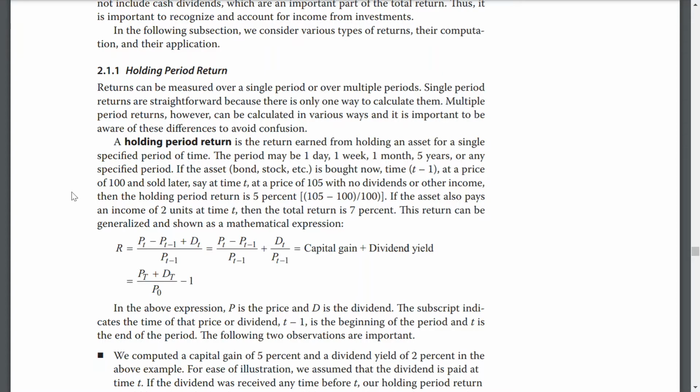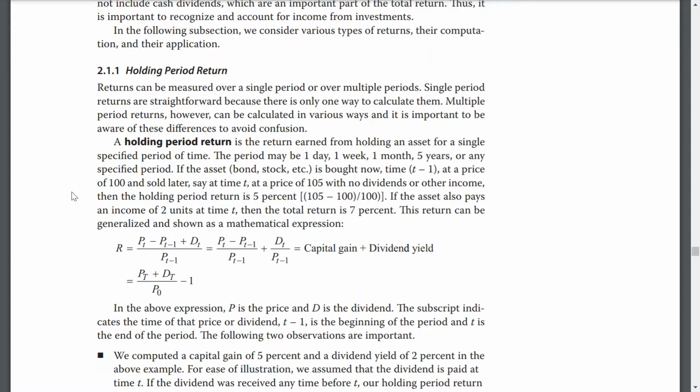A holding period return is the return earned from holding an asset for a single specified time. The period may be 1 day, 1 week, 1 month, 5 years, or any specified time. If the asset, bond, stock, etc., is bought now, at time 0, at the price of 100, and is sold later, say at T.